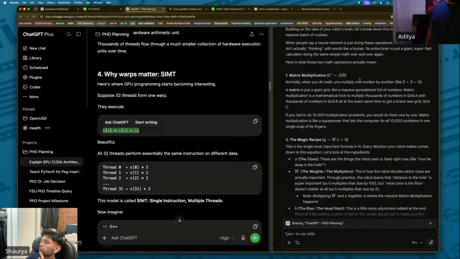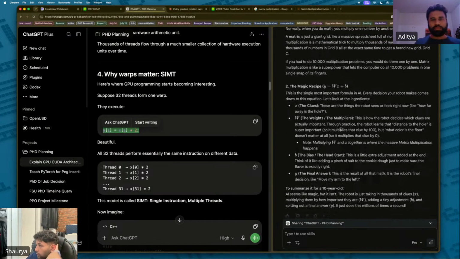Normally when you do math, you multiply one number by another. A matrix is just a giant grid, like a massive spreadsheet of numbers. Matrix multiplication is a mathematical trick to multiply thousands of numbers in grid A with grid B at the exact same time to get a brand new grid, grid C. If you have 10,000 multiplication problems, you would do them one by one, but matrix multiplication does 10,000 problems in one single snap.